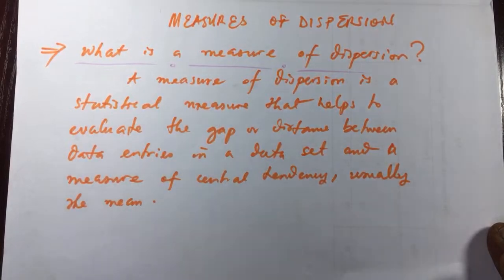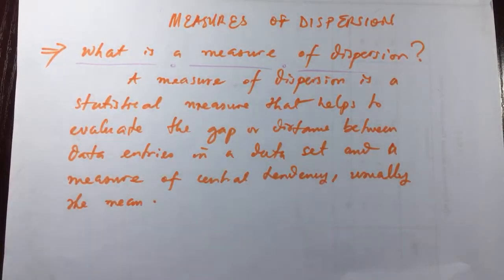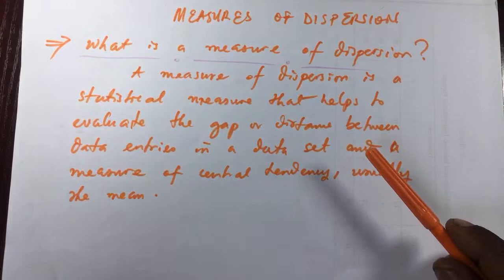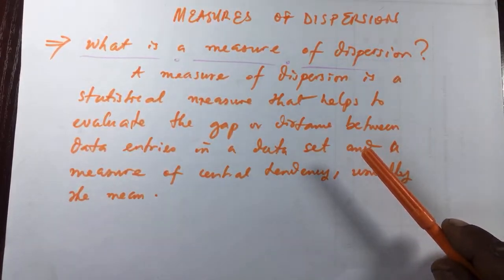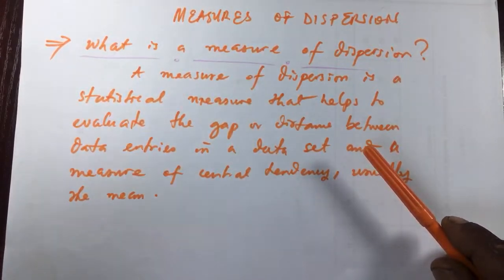A measure of central tendency is also a statistical measure. And what kind of statistical measure is a measure of central tendency? A measure of central tendency is a statistical measure that helps to produce a value for a data set, which we call a representative value.